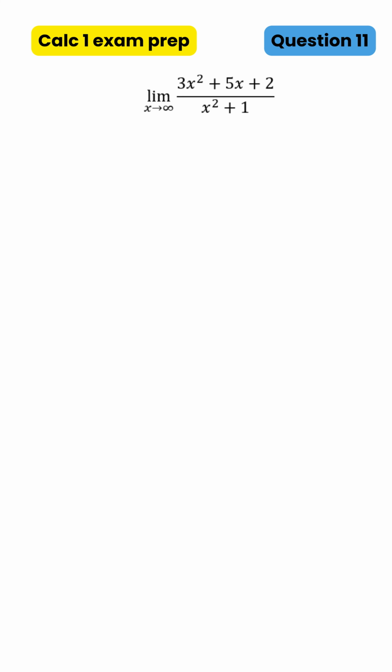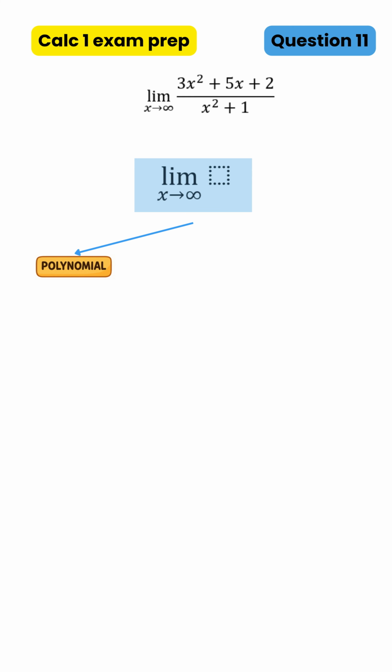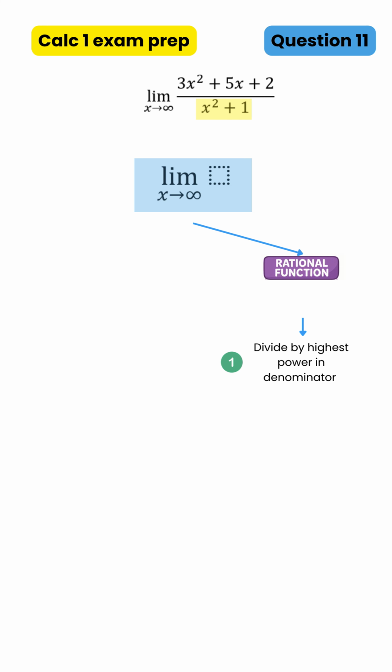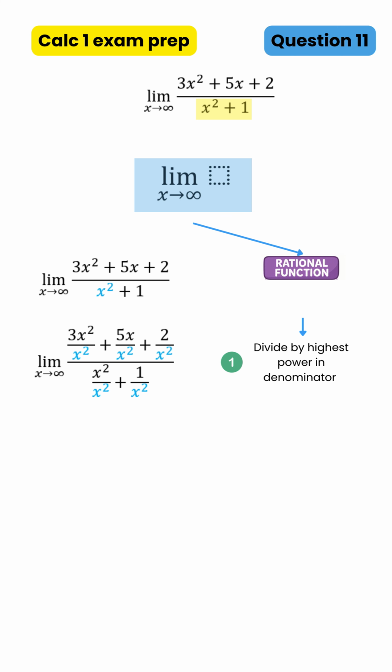In this question, we know it's a limit to infinity, so we first determine whether it's a polynomial or a rational function. The difference is that a polynomial does not have an x in the denominator, while a rational function does. So our example is a rational function. To solve it, we always divide everything by the highest power in the denominator. The highest power in the denominator here is x squared, so we divide everything by that and simplify.